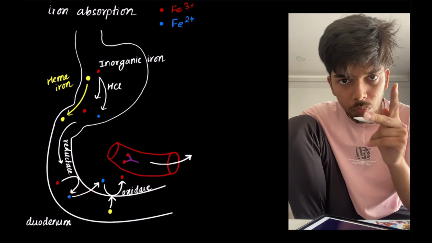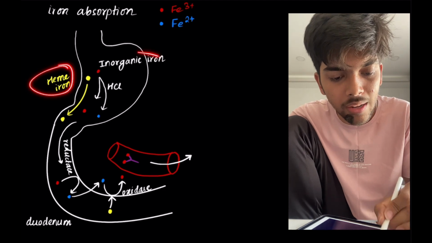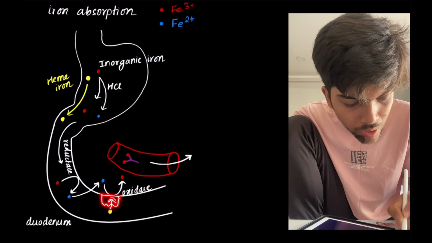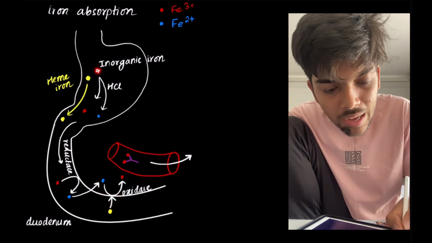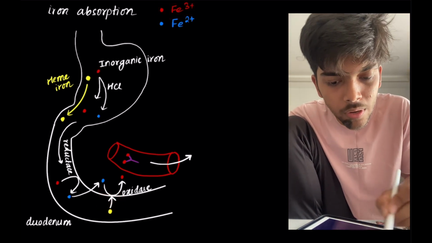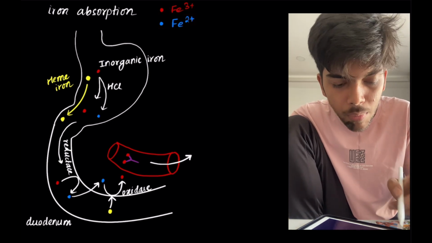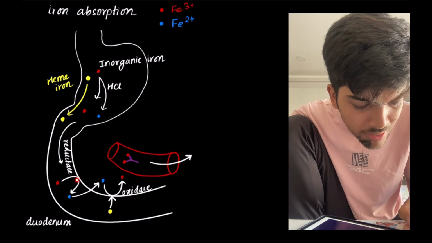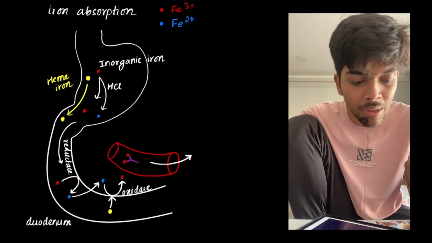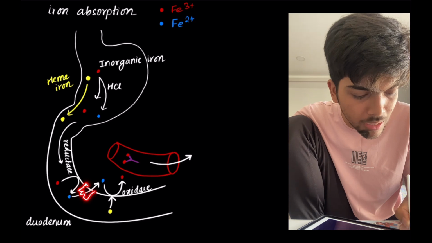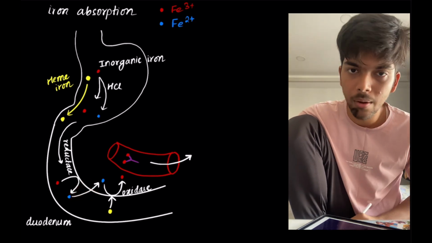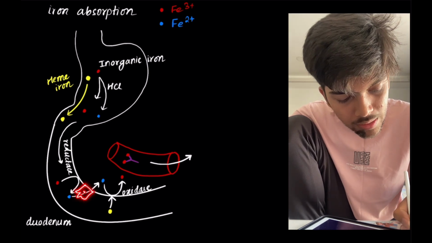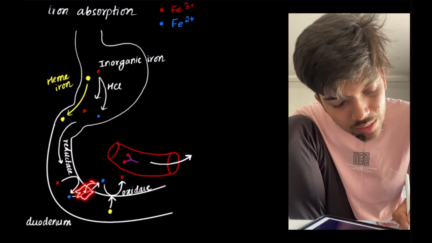One last time. Two types of iron, heme iron and inorganic iron. Heme iron is taken directly into the enterocyte without any extra step. Inorganic iron present in ferric form is first converted into ferrous form in two ways. Number one, with the help of hydrochloric acid present in the stomach. Number two, with the help of reductase enzyme present in the inner wall of the duodenum. And then finally, this ferrous form is taken in by the enterocyte of your duodenum. Okay. Once the ferrous form is taken in, it is then sent to the other side of the duodenum.